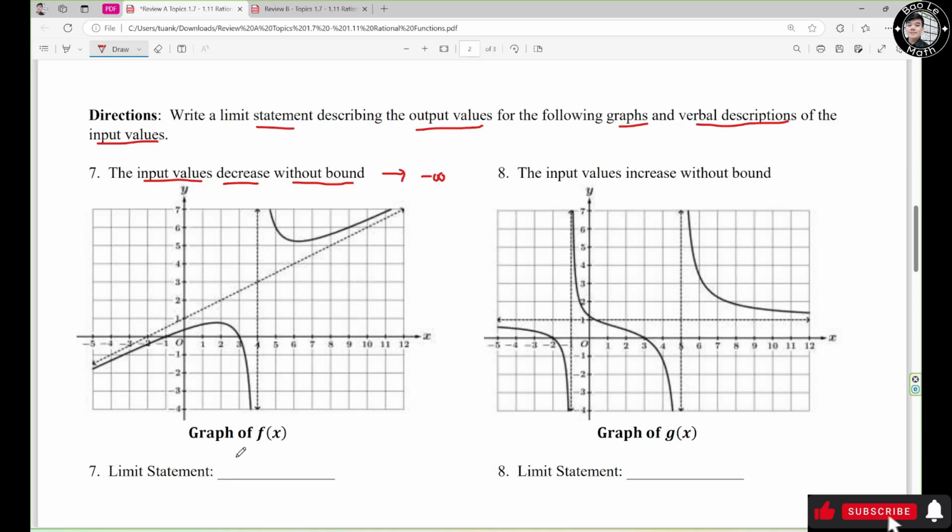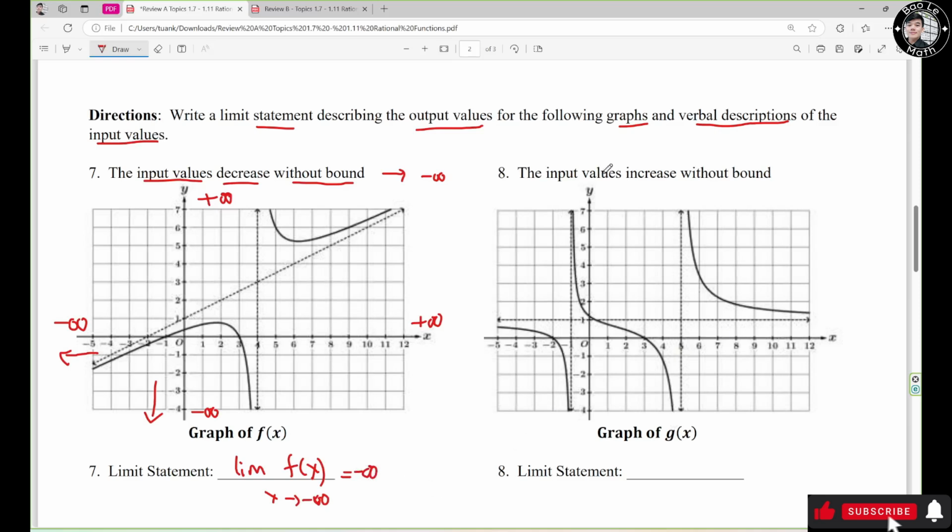So the limit statement is going to be the limit of the function f of s when s approaches negative infinity, right? So negative infinity should be right here. This one should be positive infinity, and this one should be positive infinity, and this one should be negative infinity. So when s approaches negative infinity, the function goes down like this, so it's going to be negative infinity, right?